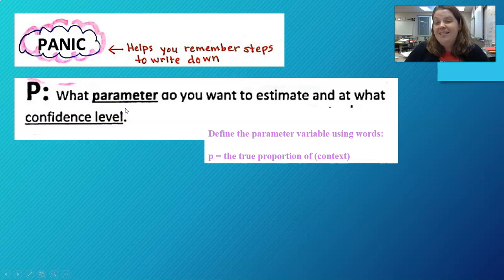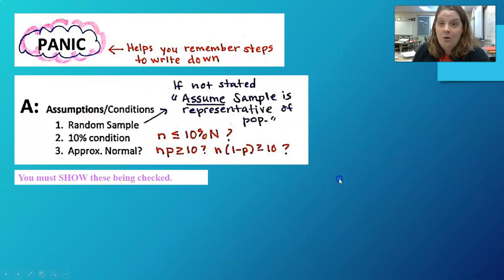So basically what this is asking you to do is define the parameter variable using words. I want you to say p, because we're talking about a proportion, is the true proportion of Hershey Kisses that land on their base, of people who showed improvement after medication, of orange Skittles in the bag, okay? So we're going to define that in context. This is what we're trying to do, and you want to identify that confidence level as well.